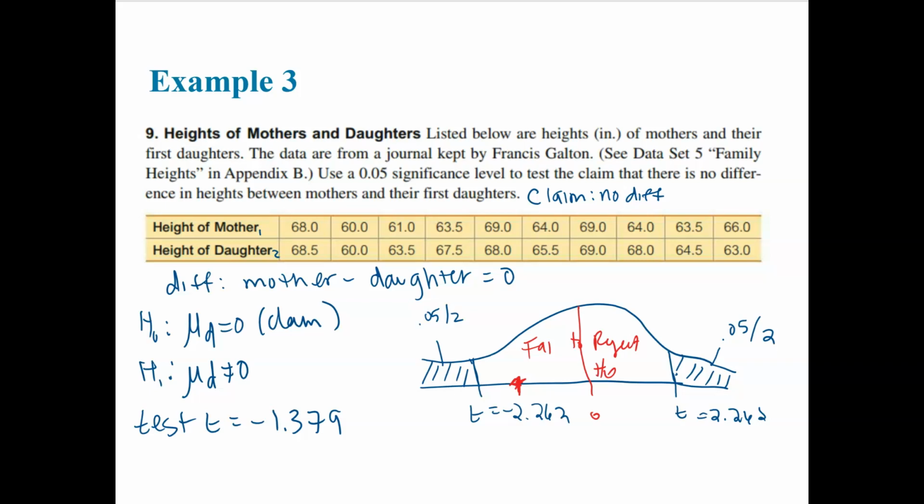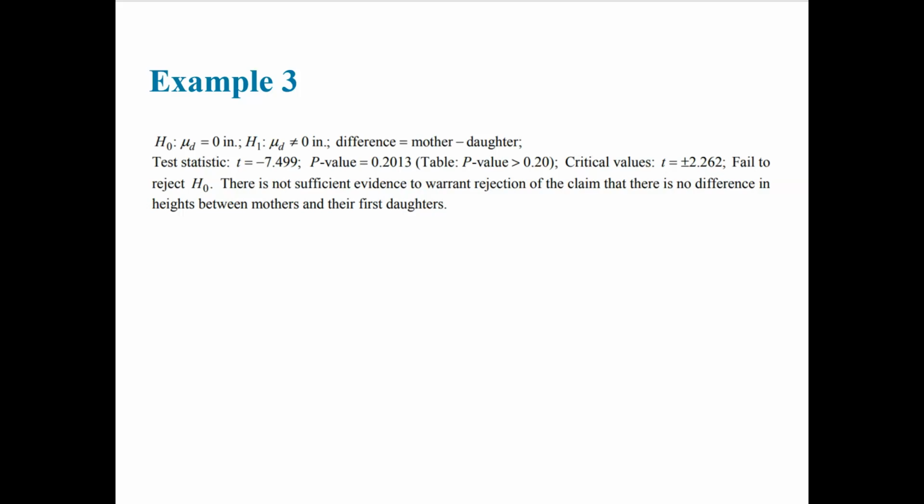So there is not sufficient evidence. So fail to reject is almost like accept. So there's not sufficient evidence to warrant rejection of the claim. So it's probably true. So fail to reject, and here we go. I'll just show you the sentence here. There is not sufficient evidence to warrant rejection of the claim that there is no difference in the heights between mothers and their first daughters.